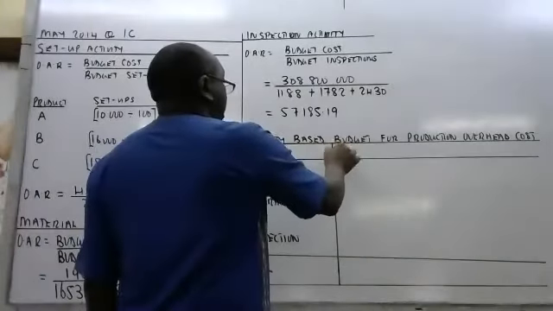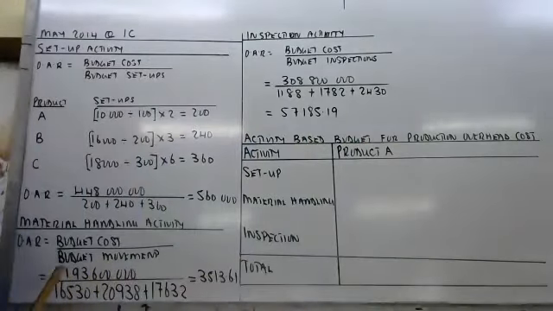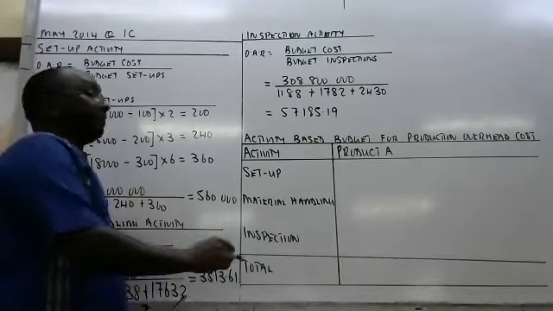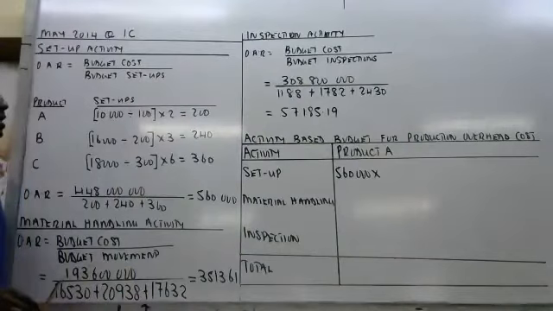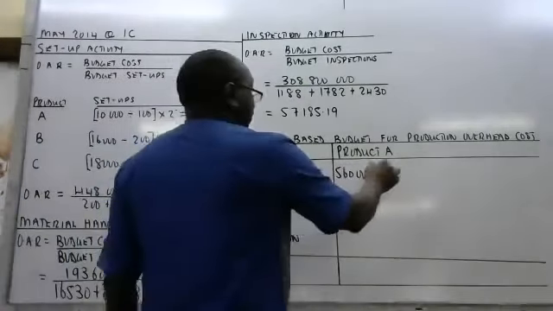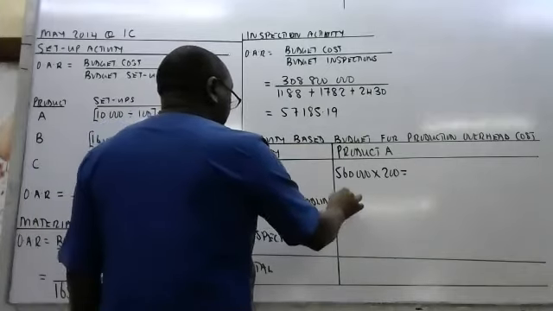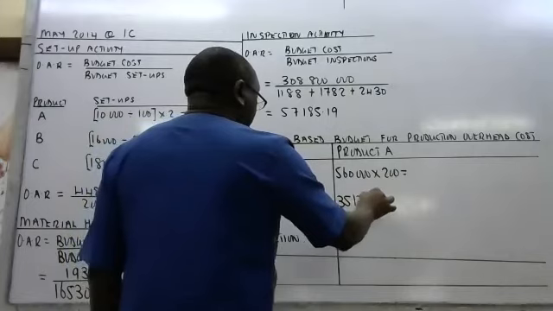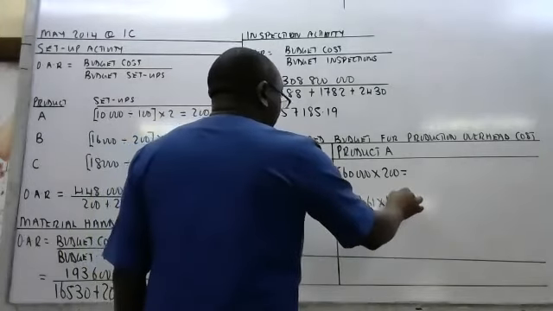So we can begin with product A. What you shall do, you will take the OER. The OER is this 560,000. Multiply by the number of setups that are there in A, 200. Get your answer. For material handling, take the OER, 513.61, and multiply by the movements, which are 16,530.